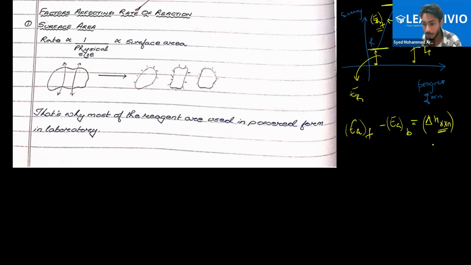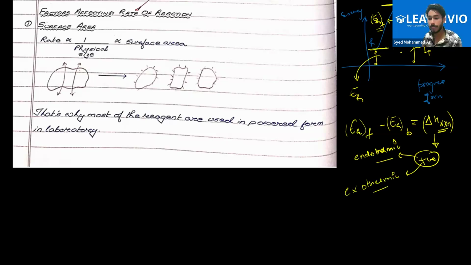If it comes out to be positive, that means it is an endothermic reaction. And if it comes out to be negative, then it would be an exothermic reaction. Understood?